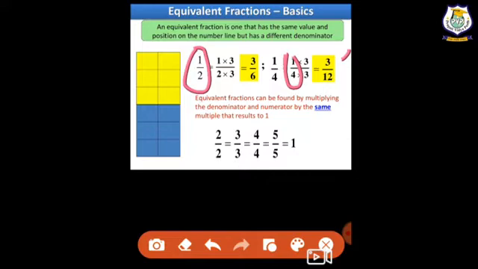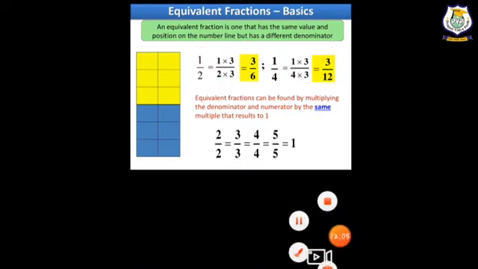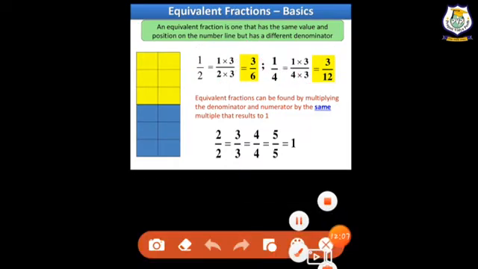It means 3 by 6 is equal to 1 by 2 and 3 by 12 is equal to 1 by 4. But they are having different values. Numerator is different, denominator is also different, but they are equivalent because we have multiplied their numerator and denominator with the same table. Right, now the next is written here: equivalent fractions can be found by multiplying the denominator and numerator by the same multiple, that results to 1.